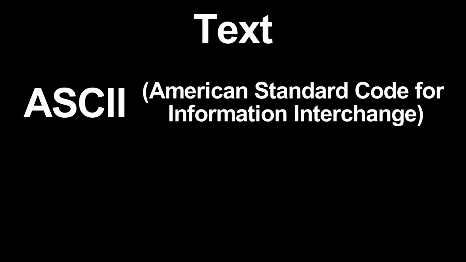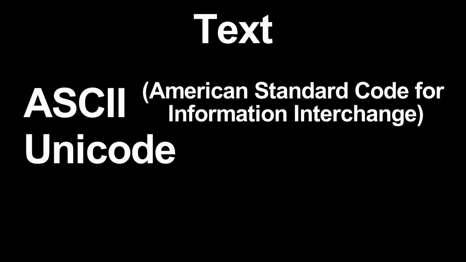Next, we'll start talking about text. For text, we have something called character encoding, which means text data is stored using encoding schemes such as ASCII or Unicode, which maps characters to binary values.